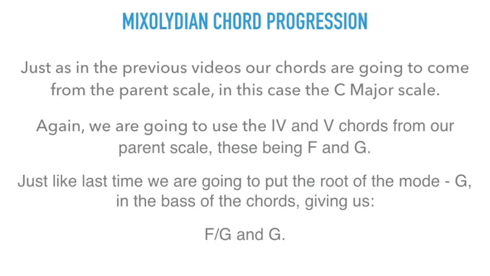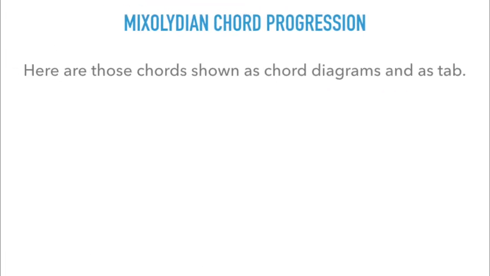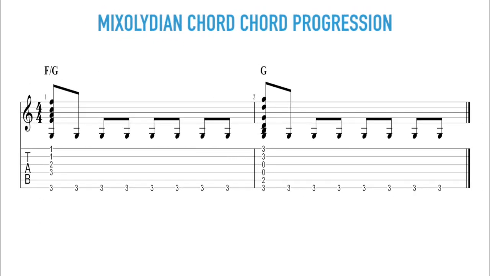Just as in the previous videos, our chords are going to come from the parent scale, in this case C major. Again, we're going to use the 4 and the 5 chords from the parent scale, these being F and G, and just like last time, we're going to put the root of the mode, G, in the bass of the chords, giving us F over G and G. And here are those chords shown as chord diagrams and as tab.